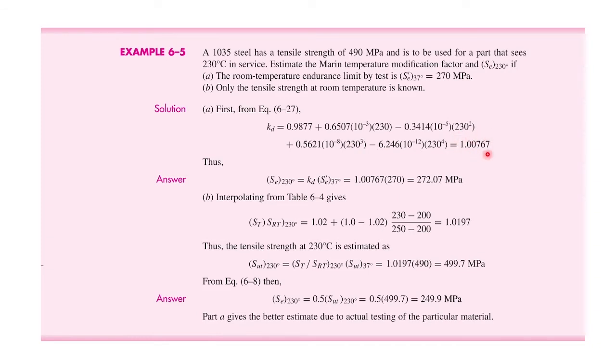So this is the KD. You would take this KD and multiply by 270 and then you would achieve the S_E. This is the corrected endurance limit, corrected for temperature effect.